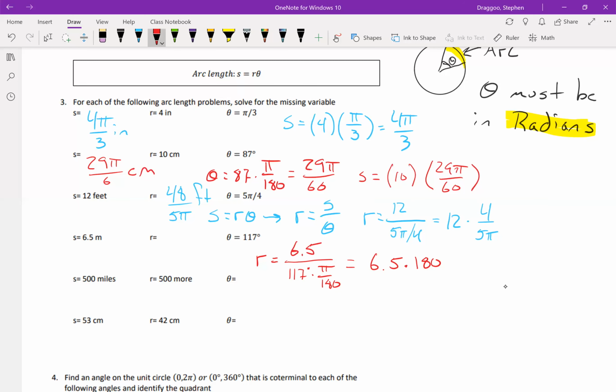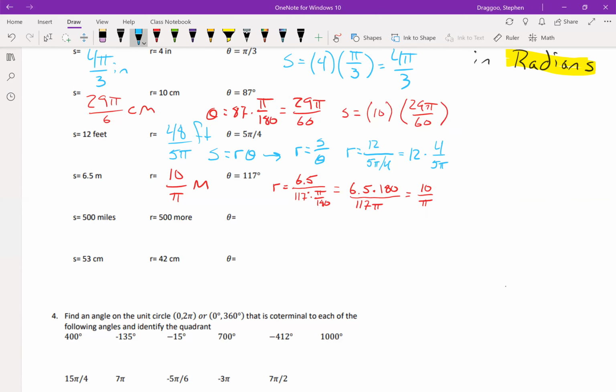divided by 117 pi, and we should get a number there. I simplified this and got 10 over pi. So our radius should be 10 over pi meters. Okay, once more with feeling.